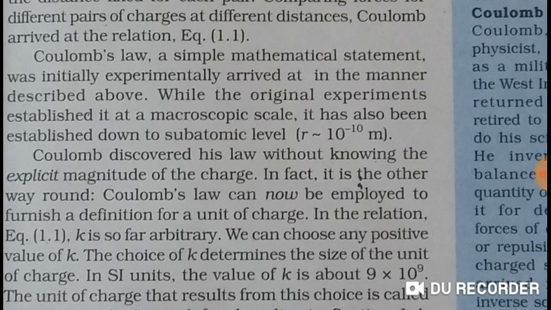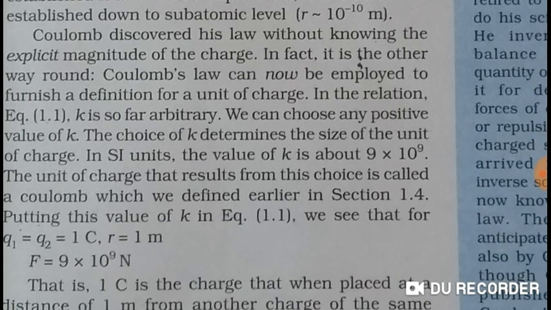Coulomb discovered his law without knowing the explicit magnitude of the charge. In fact, it is the other way round. Coulomb's law can now be employed to furnish a definition for a unit of charge. In the relation equation 1.1, k is so far arbitrary. We can choose any positive value of k. The choice of k determines the size of the unit of charge. In SI units, the value of k is about 9 × 10^9. The unit of charge that results from this choice is called a coulomb, which we defined earlier in section 1.4.